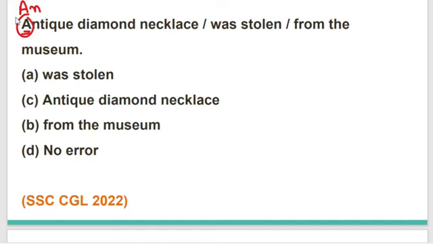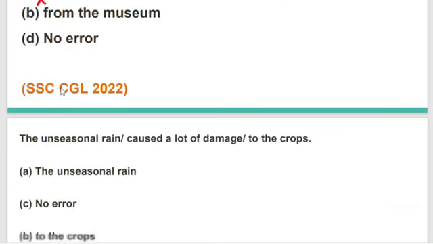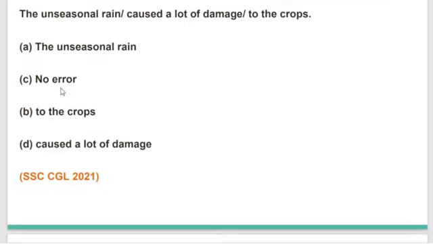So basically there is a museum from which the antique diamond necklace, that is the most ancient and precious diamond necklace, was stolen. So the correct option that we need to choose is option number C, and we have to put indefinite article an. An antique diamond necklace was stolen from the museum. I hope the sentence is clear to all of you. Moving to the next question.